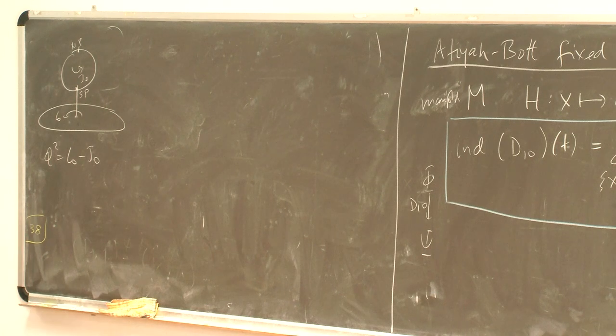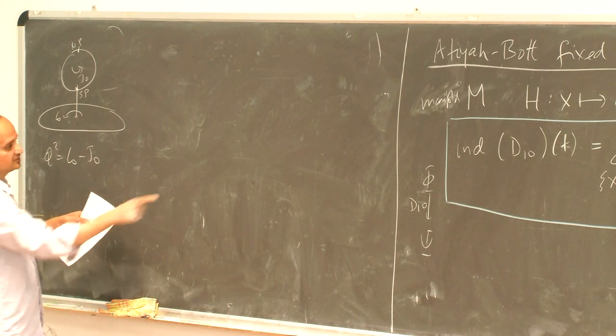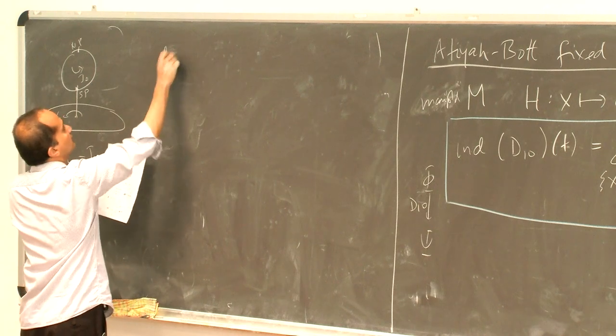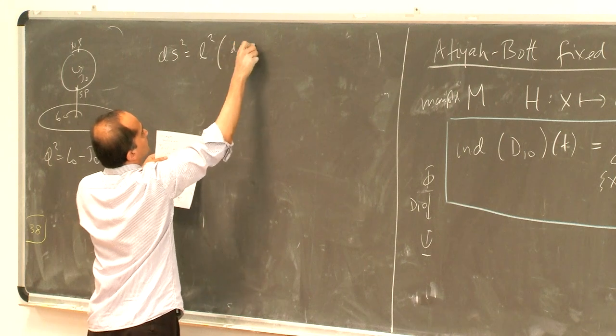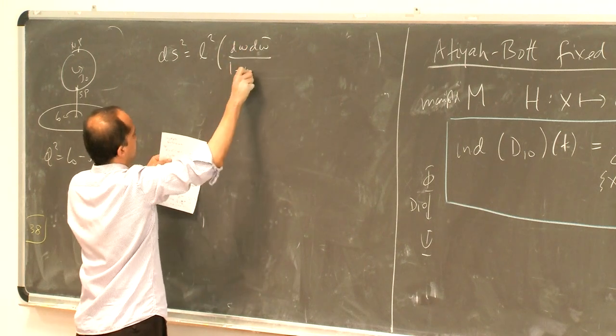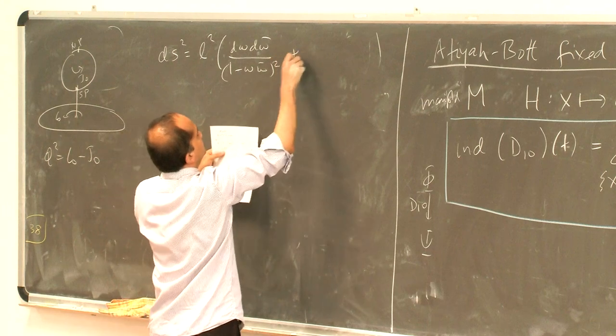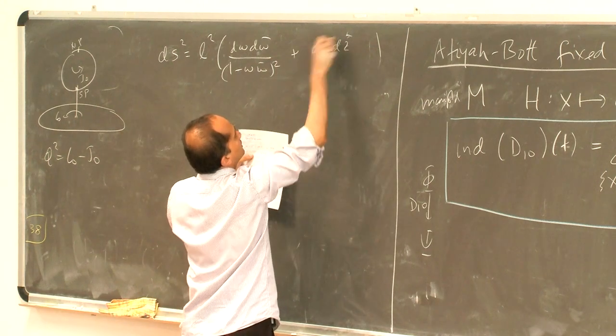And the task is now to compute the charges of all the fields and this determinant. So let me do it extremely quickly. First let's do the determinant. Let me write AdS2 times S2 in these complex coordinates.